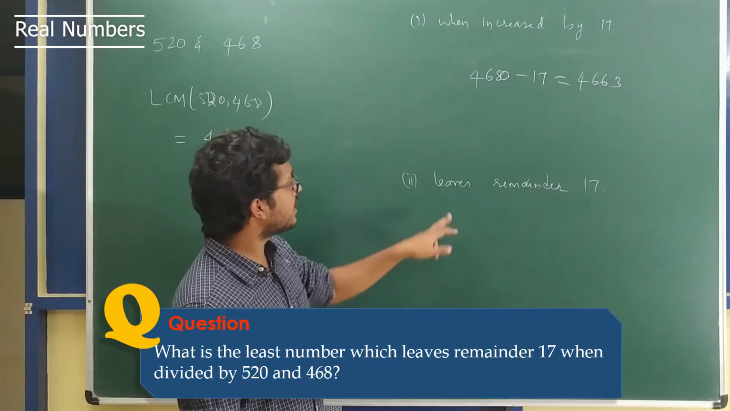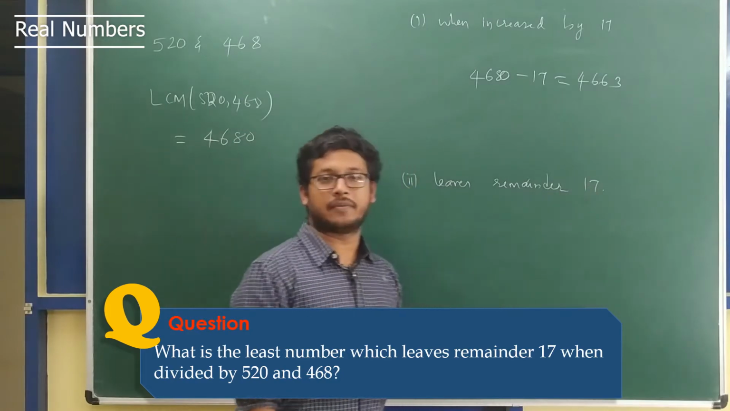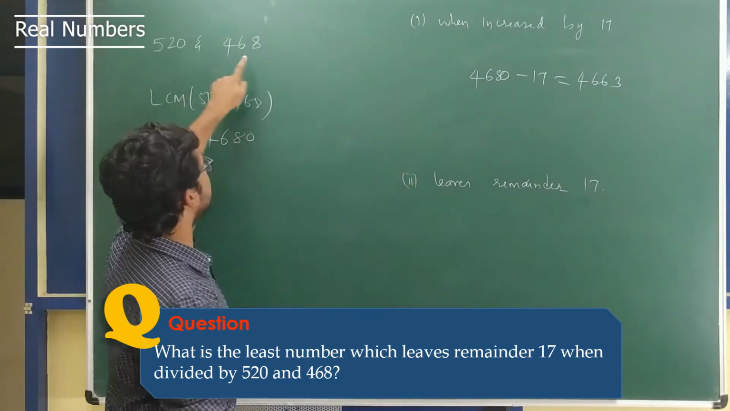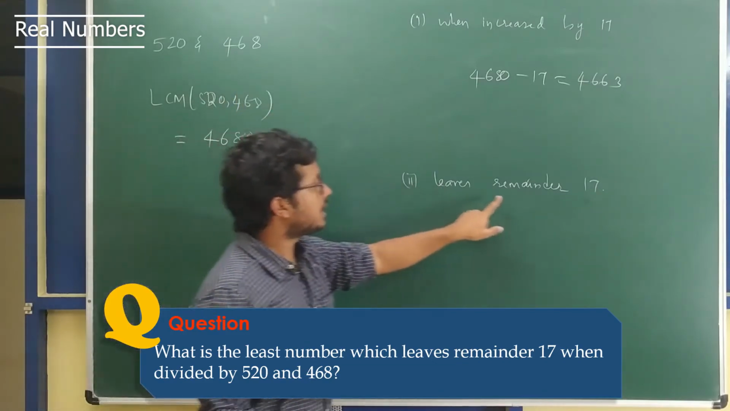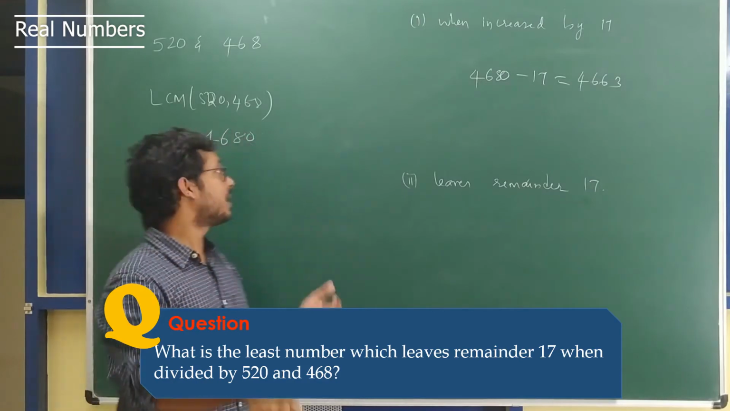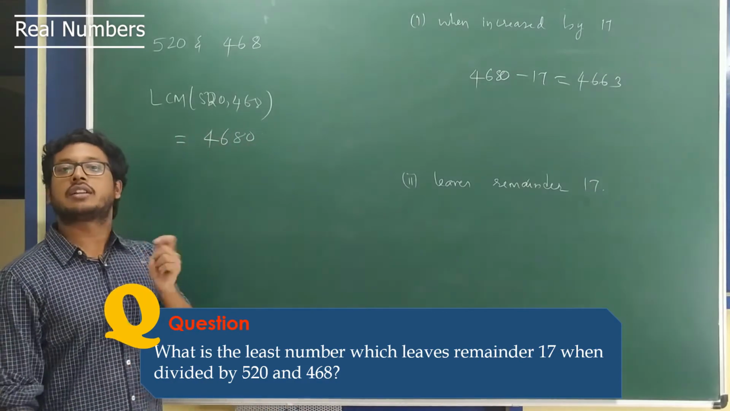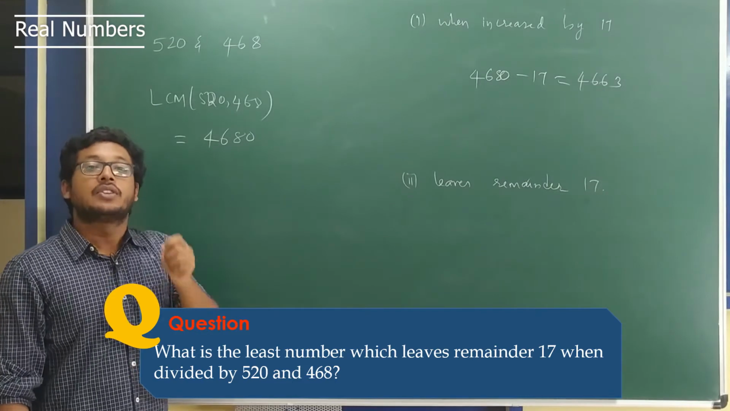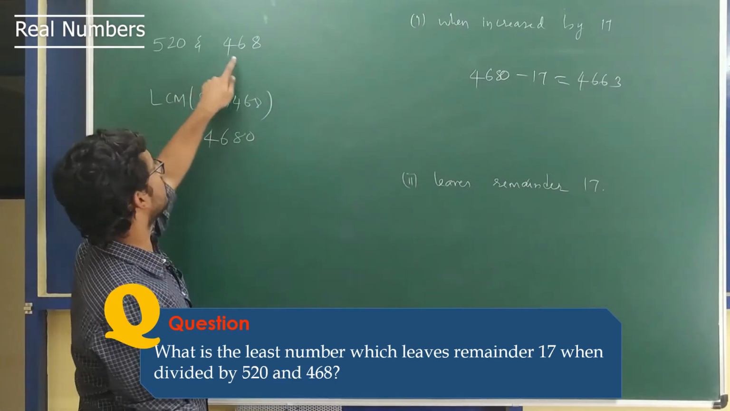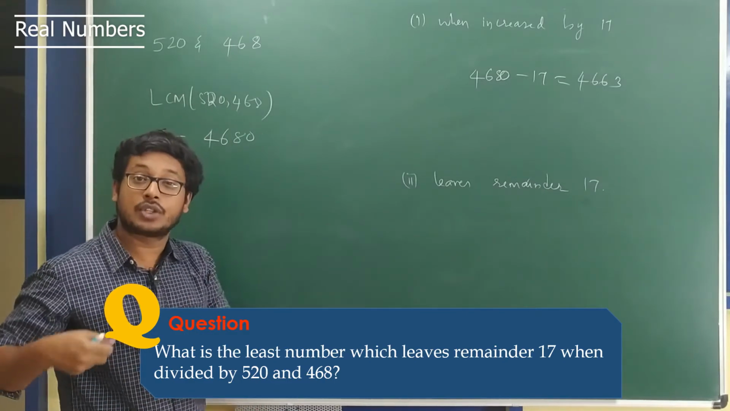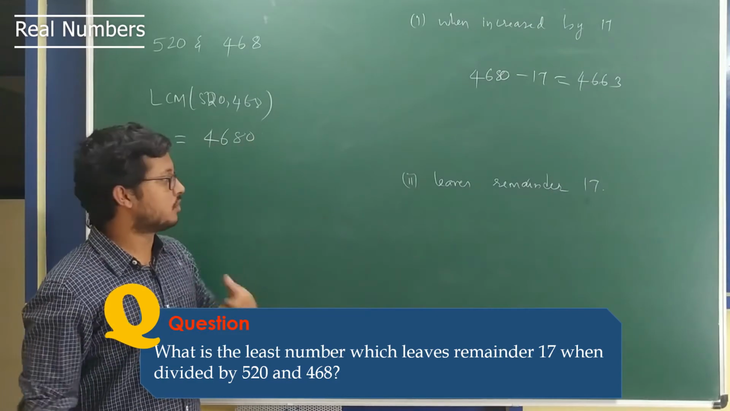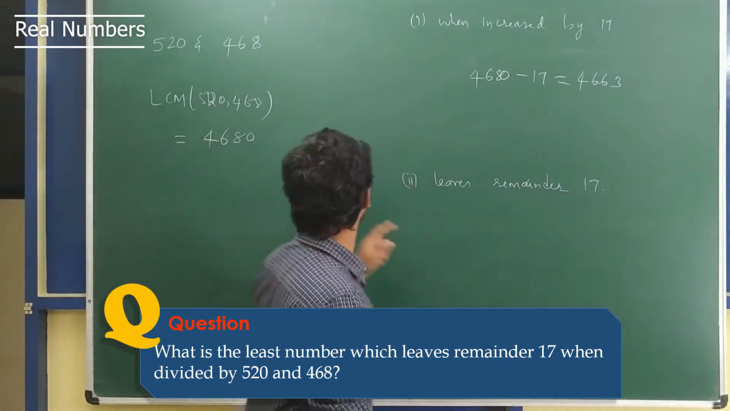Same question, with a little twist. The twist here is that I want the remainder to remain 17. So I want a number which, when divided by 520 and 468, leaves the remainder 17. Now tell me whether the number has to be greater than 4680 or smaller than 4680. In this case, I want the remainder to remain 17, which means when I divide by these two numbers, the remainder has to remain 17, so I am thinking of a number greater than 4680.